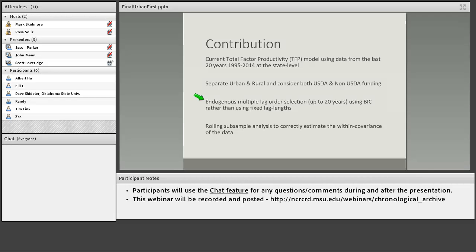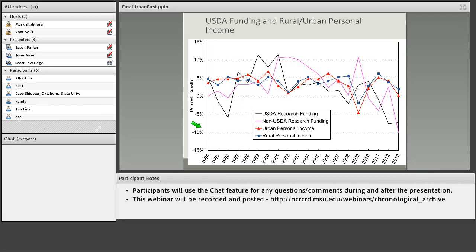And then Jason will talk a little bit at the end about the model specification, where we're using multiple lag order selection, BIC criterion, and rolling subsamples analysis to look at the estimates within the covariance of the data. But he'll get into more of that after we talk about the results. We're going to do this a little different than a typical academic paper where we talk about the model and then the results. We're going to jump right to the bottom line of the model and then come back later and talk about, for those who are interested, more of the technical details of the model.